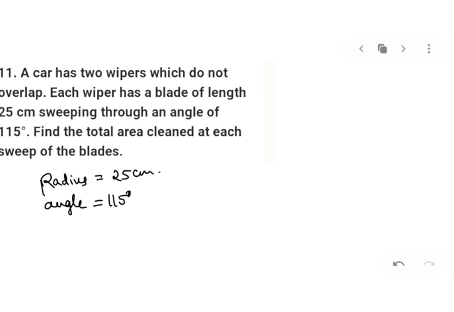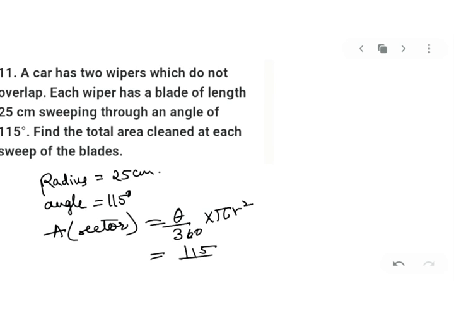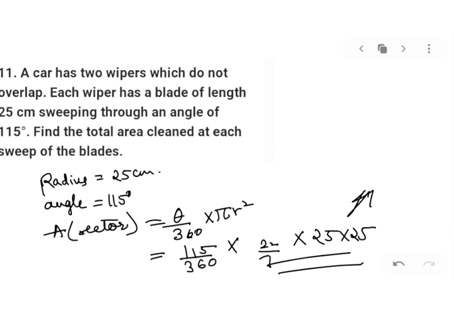There is not one wiper, there are two. Getting my point? So how will you take it? If you want, you can take the area of sector, yes, it is theta upon 360 into pi r square. You have theta as 115, into 36 divided by 360, sorry, pi you can take 22 upon 7, and radius you have it here as 25 into 25. Once you get each sector area, you will multiply by 2.